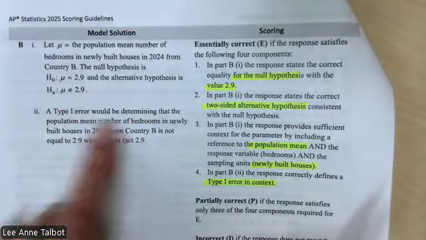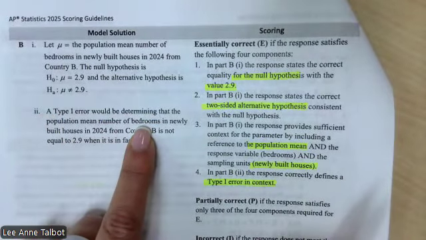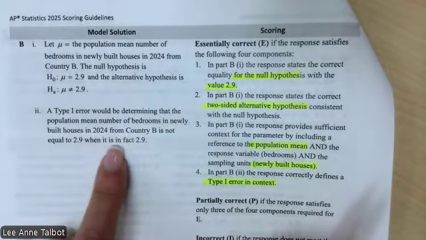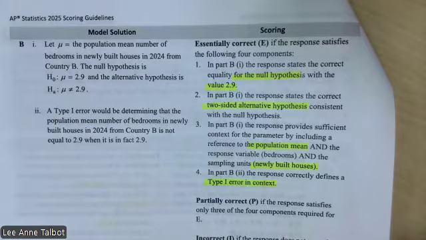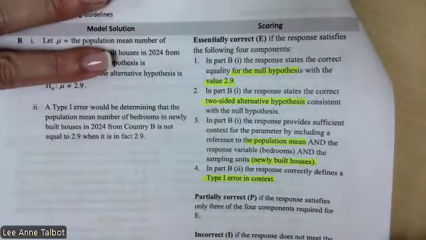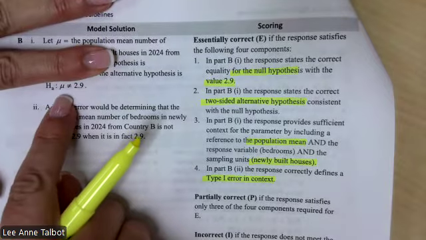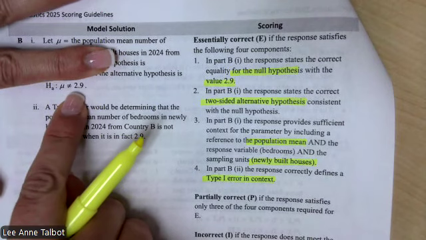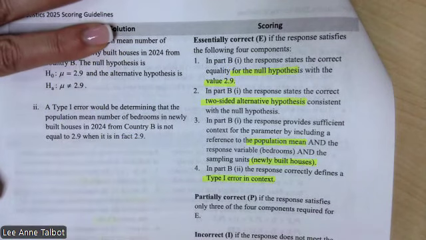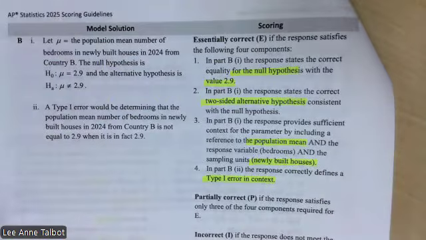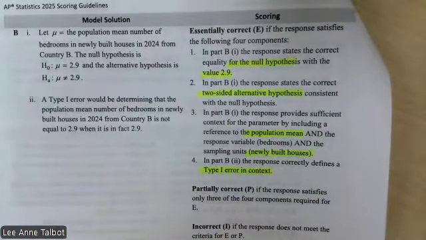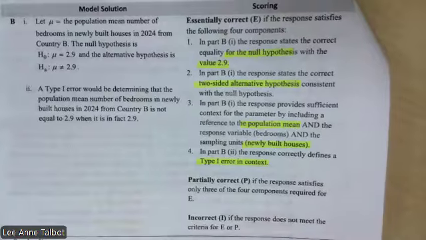So type 1 error would be determining that the population mean number of bedrooms in newly built houses from country B is not equal to 2.9 when it is in fact 2.9. So remember, type 1 error, you cover up the first one, you write that in words. The sample led you to believe that the mean of the bedrooms is not 2.9 when it is actually 2.9. Remember our muscle memory with the type 1 and type 2 errors. 3 of the 4 of those is a P. Anything less than that's an I.